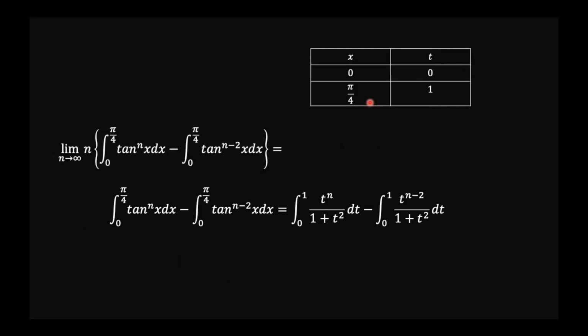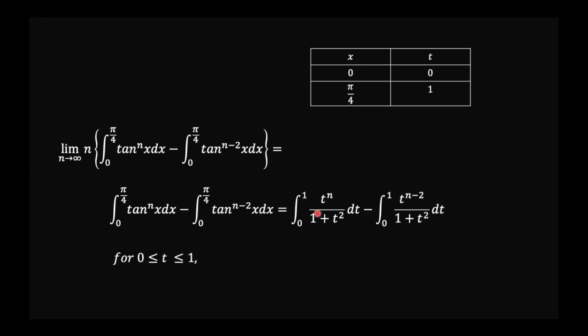Therefore, the integral of tan to the power n of x minus tan to the power n minus 2 of x is the same as the integral from 0 to 1 of t to the power n over 1 plus t squared dt, minus the integral from 0 to 1 of t to the power n minus 2 over 1 plus t squared. Now, dt over 1 plus t squared comes in as a substitution for dx, and obviously t to the power n is a substitution for tan to the power n of x. The same applies for t to the power n minus 2.